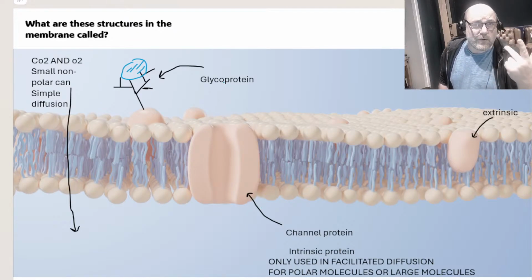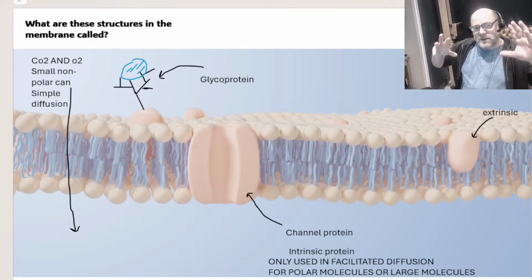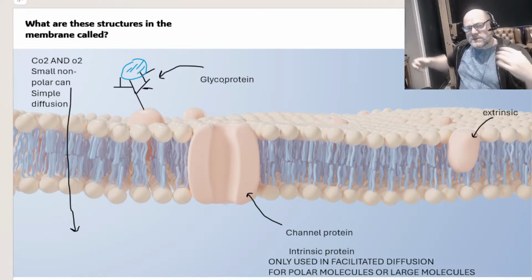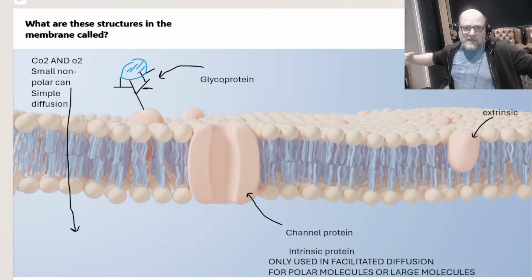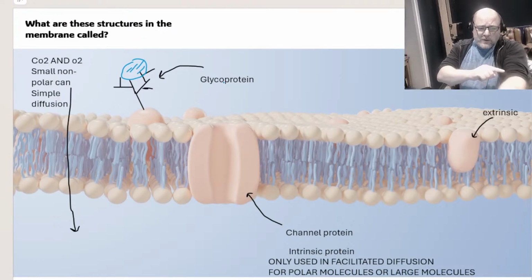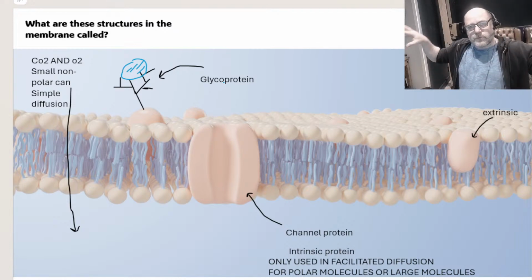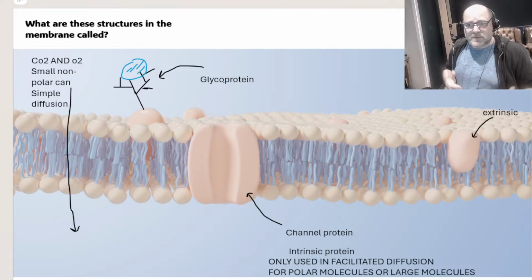Another one is cell adhesion. So they can use them like a scaffold. When your cells hold on to the cell next to them, they can attach to cells next to them and form tissues. How do we get skin tissue? How do we get muscle tissue? Well, these glycoproteins lock on to the cell next to them, so the cells stay in a structure basically.